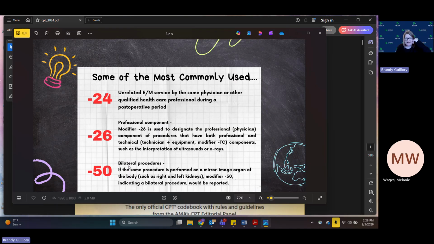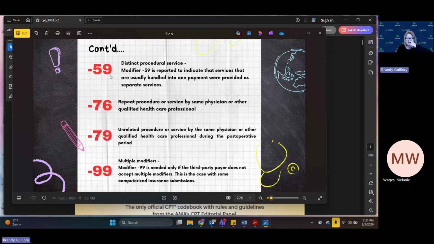Okay, bilateral procedures, like we talked about, is a 50 if the same procedure is performed on a mirror image organ of the body, such as right and left kidneys, right and left arms, right and left eye. Y'all get anything you have two of, you know? Indicating a bilateral procedure that would be reported. All right, and this next slide is where y'all are going to see that it gets tricky.